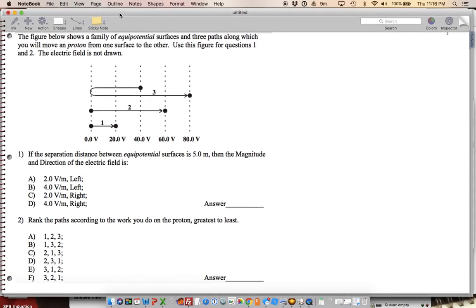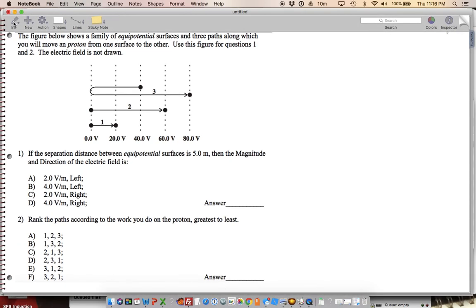Okay, so this problem looks a lot like a problem from your homework 5, but it's a little different. We still have equipotential surfaces, so this is looking at a side view, so these surfaces go back, like this, and each one goes back. So it's a bunch of surfaces, and we're just looking at it from the side.